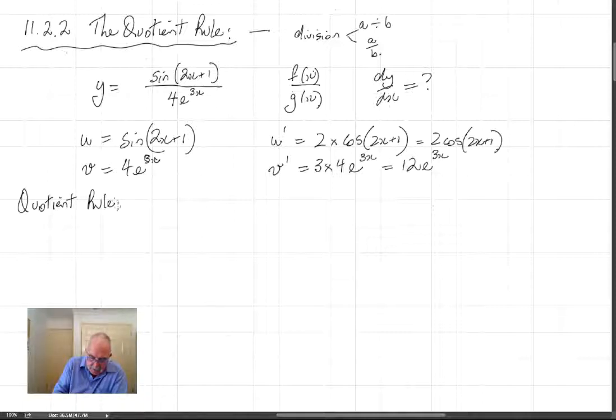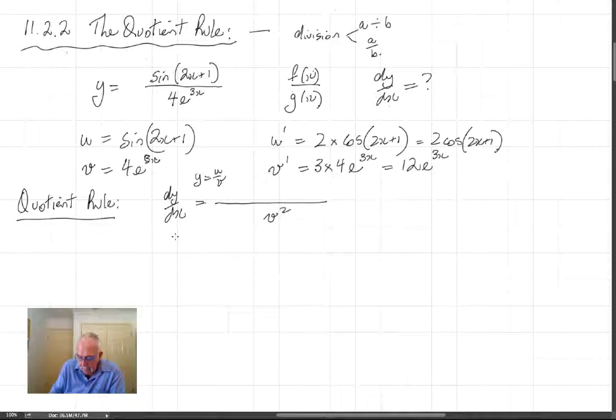Now the quotient rule, it's a bit trickier than the product rule. So this is dy dx is equal to, we just write the square of v. V was at the bottom, so this is if y equals u over v. So we've made this our u and this is our v, u over v. V is equal to 4e to the 3x. So we write v squared on the bottom. This is the derivative now.